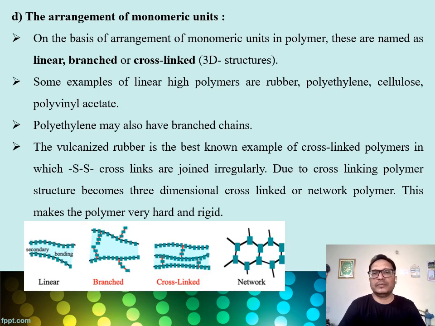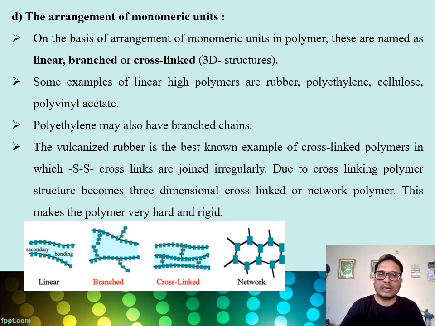The next type of classification for the polymer is based on the arrangement of the monomeric units. On the basis of arrangement of monomeric units in a polymer, these are named as either linear polymer, branched polymer, or cross-linked or 3D structures of the polymers. Some examples of linear polymers are rubber, polyethylene, cellulose, polyvinyl acetate. The polyethylene may also have branched chains.